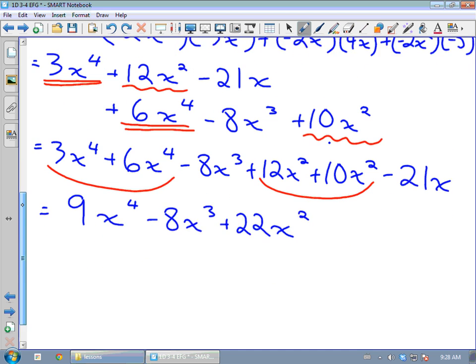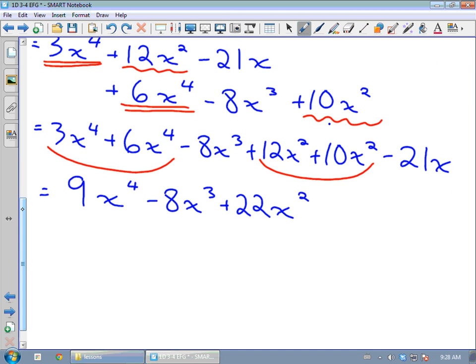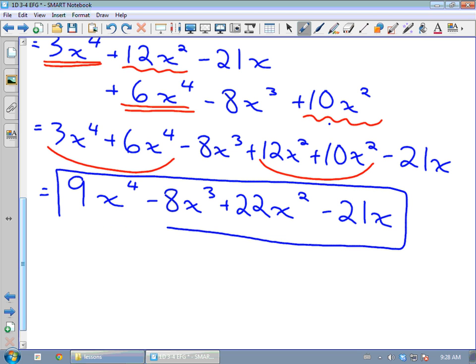And finally, I've got this negative 21x sitting around. Okay. And there's my final answer. 9x to the power of 4 minus 8x cubed plus 22x squared minus 21x. So that's putting together everything that we've done with the distributive property, multiplying polynomials, and adding and subtracting monomials.